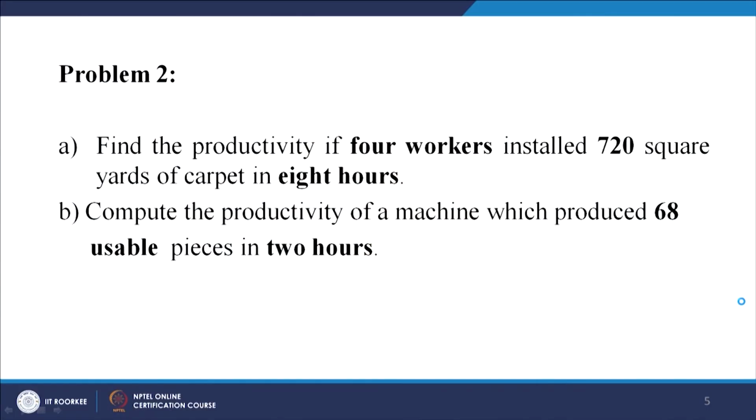I am reading the first statement for you. Find the productivity if four workers installed 720 square yards of carpet in 8 hours. Now you can see it will give us a partial productivity because we have the labor input. So we can have the labor productivity here because the input is in terms of 4 workers who are working for 8 hours each. Then the 720 square yards of carpet is what they are installing.